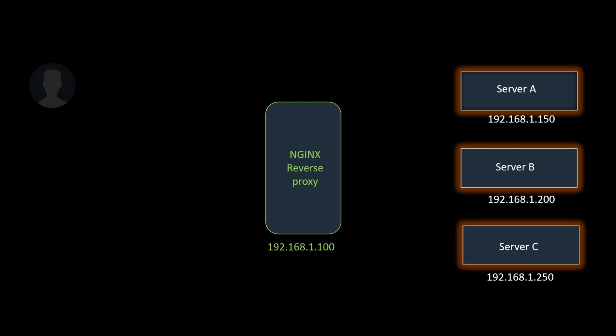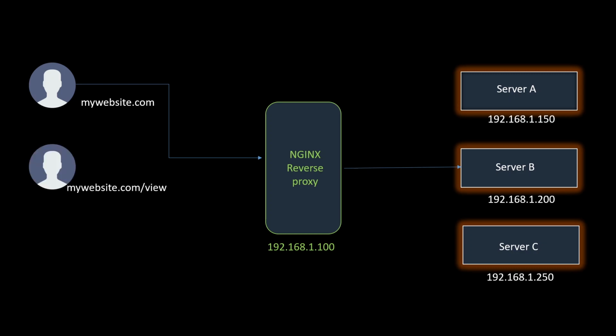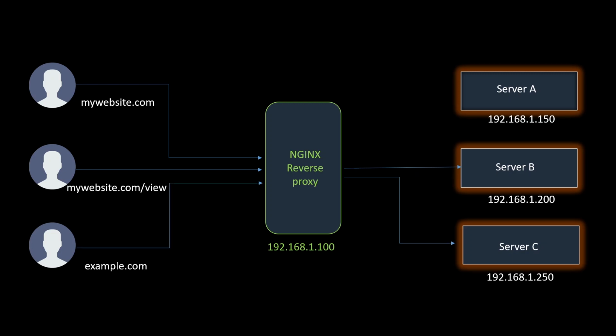If a client calls website mywebsite.com, then our Nginx will route to server B. If a client calls mywebsite.com/view, then Nginx will route to server C, and if a client calls for website example.com, then our Nginx will route to server A. This is what we are going to demonstrate here.